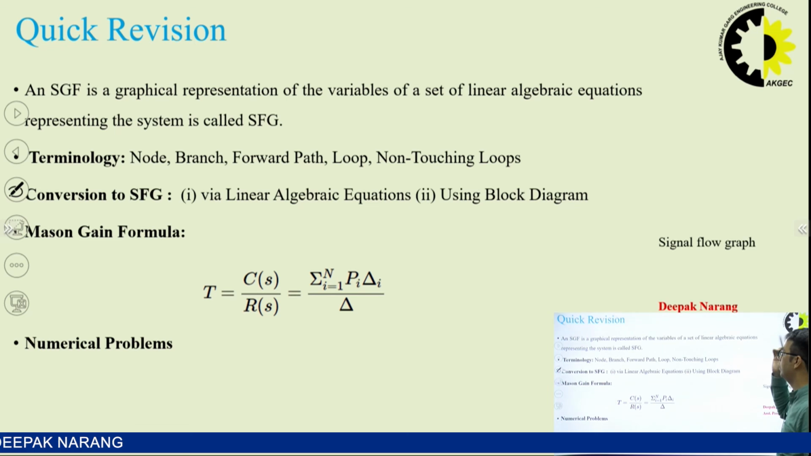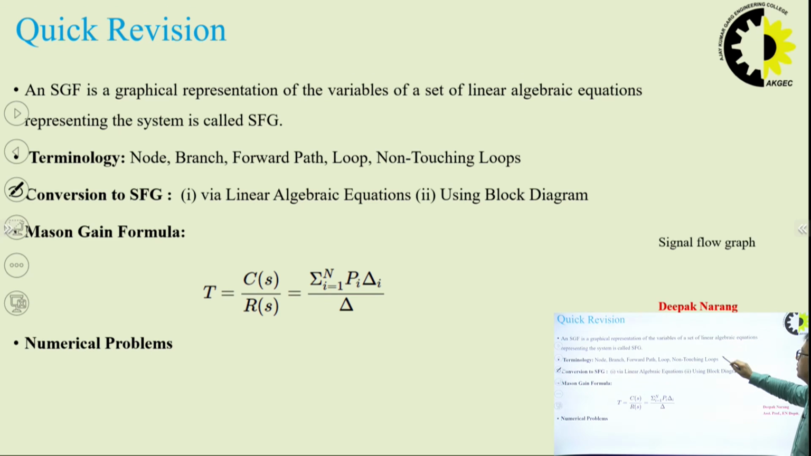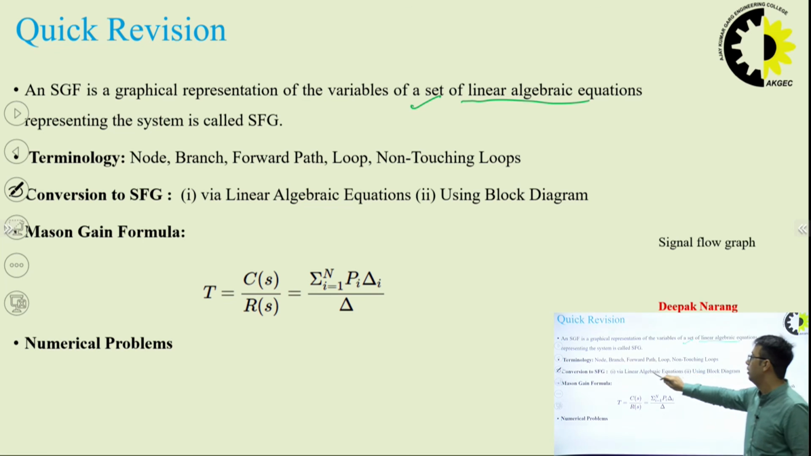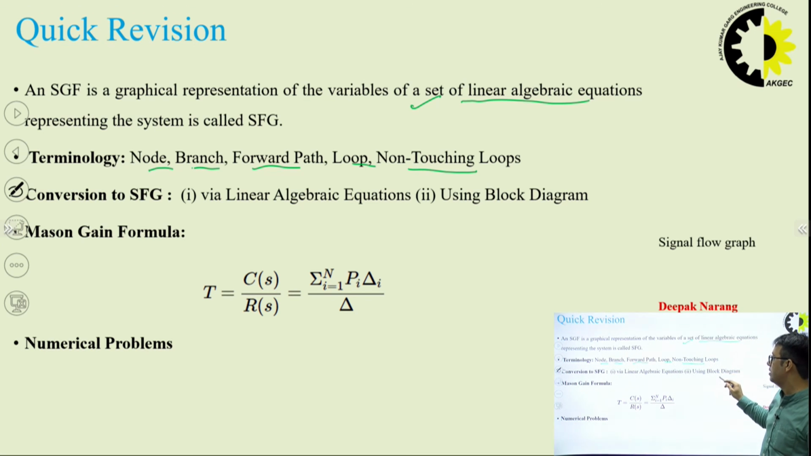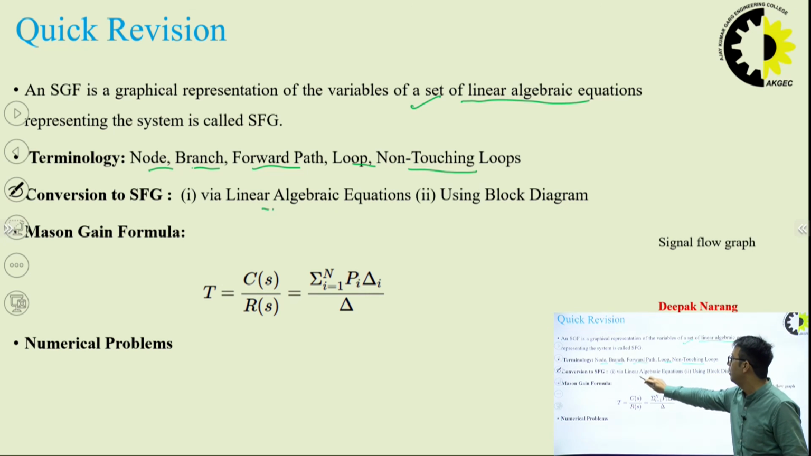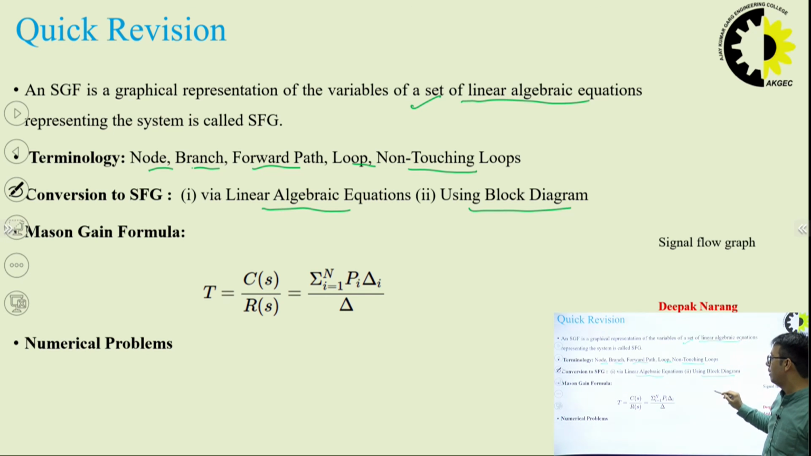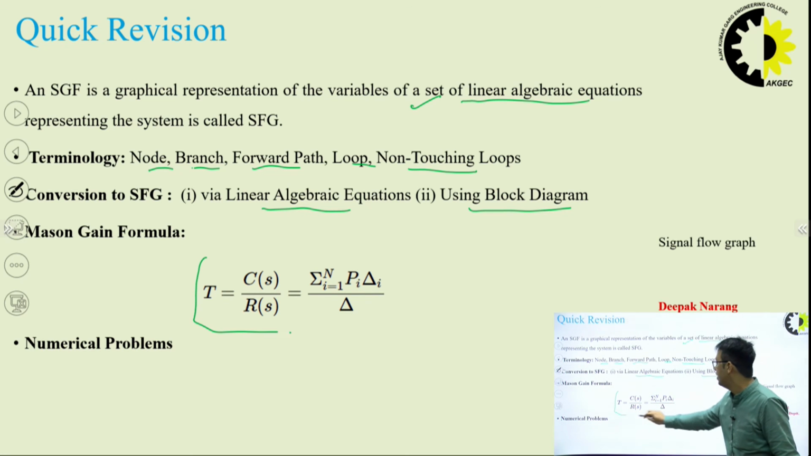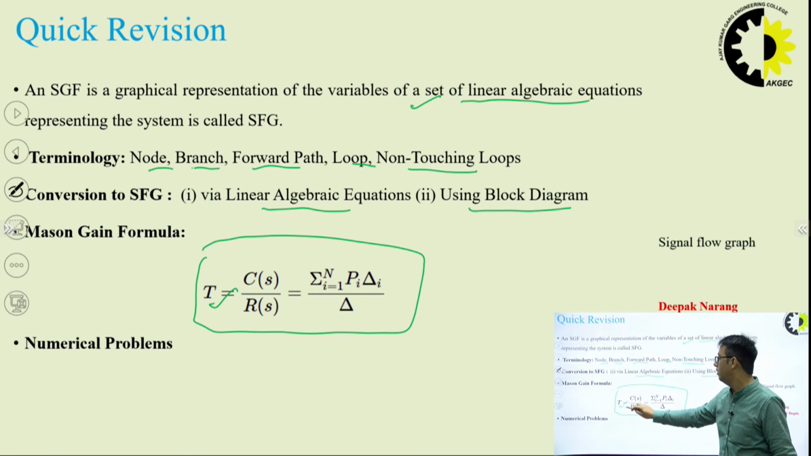These were a few examples based upon the SFG technique. A quick revision of what we discussed in this lecture: first, the definition of SFG, which is a graphical representation of all the variables obtained from the linear algebraic equations that represent the system. Then the various terminologies like node, branch, forward path, loop and non-touching loop associated with SFG, how SFG is obtained using linear algebraic equations and the block diagram, and then the Mason gain formula to obtain the transfer function of the system. So this was all about SFG.